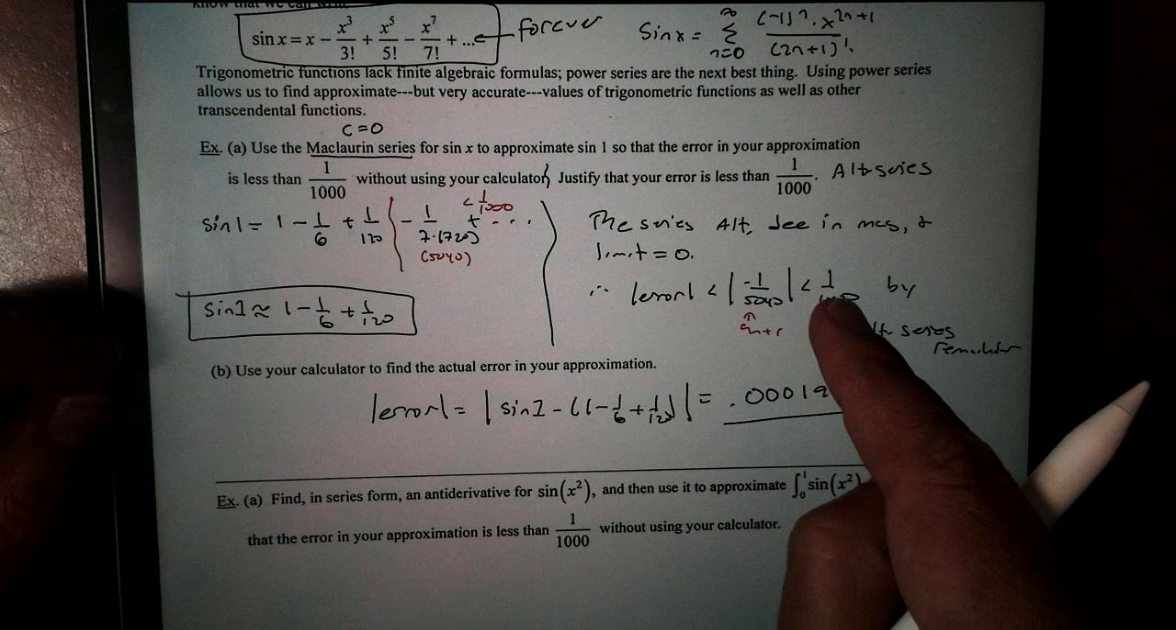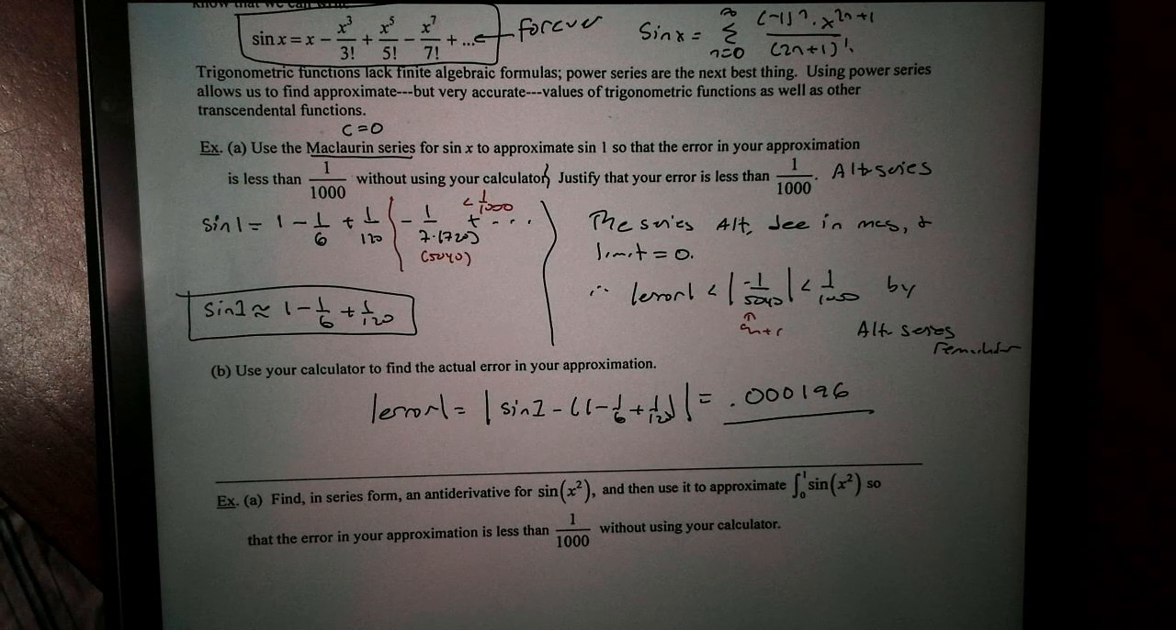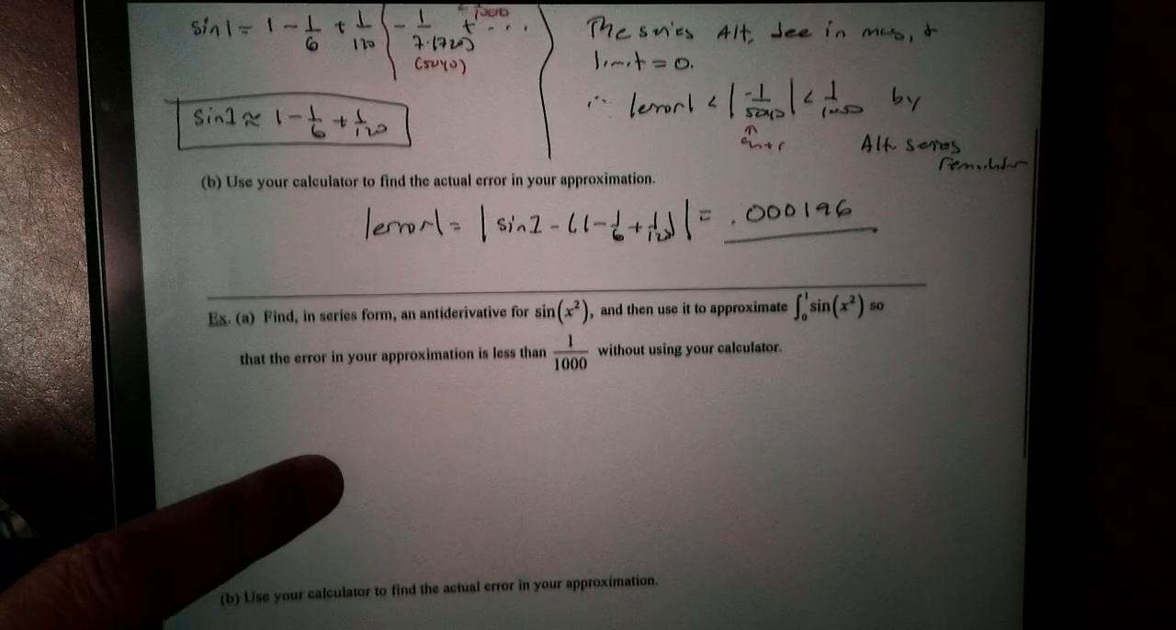And notice this is less than 1 over 1,000. So our error is good. All right, so let's take a look at another example.